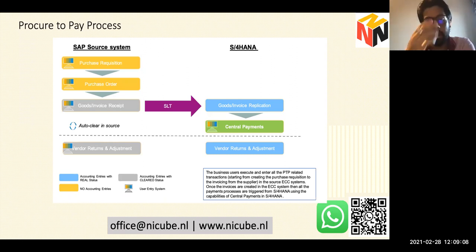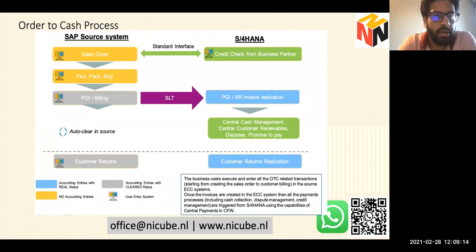This is for procure to pay, and we have an exact similar cycle for order to cash, sales order, and as I just mentioned, centralized credit management. So the credit check will happen from your target system, S4HANA, because you have centralized all your credit operations. You do your pick, pack, ship, all your logistics operations from ECC, billing from ECC. That billing is replicated to S4, and then you do your centralized cash management, receivables, dispute, all those processes which are on top of that open item on CFIN system or S4 system. So that's how you centralize.